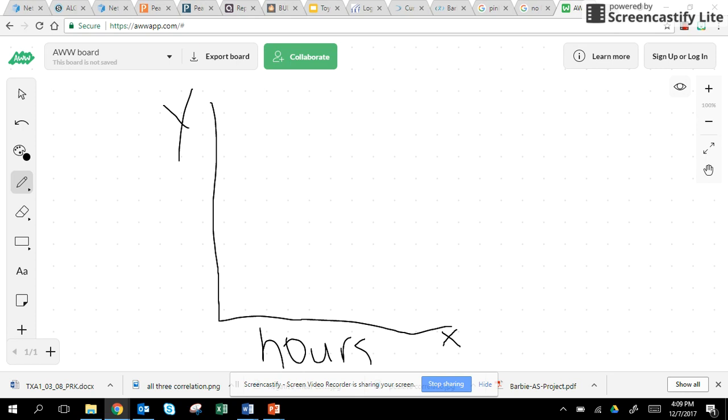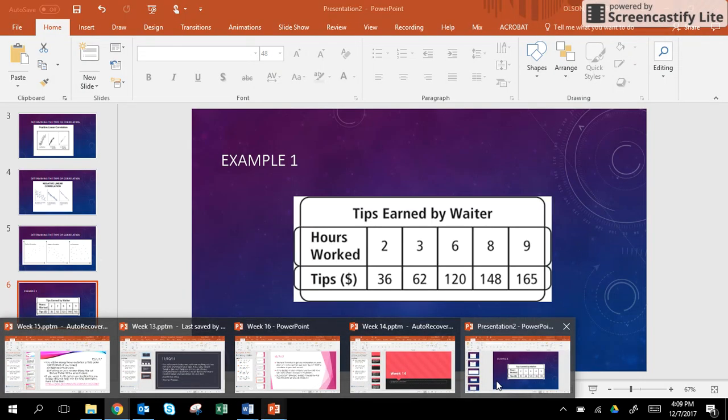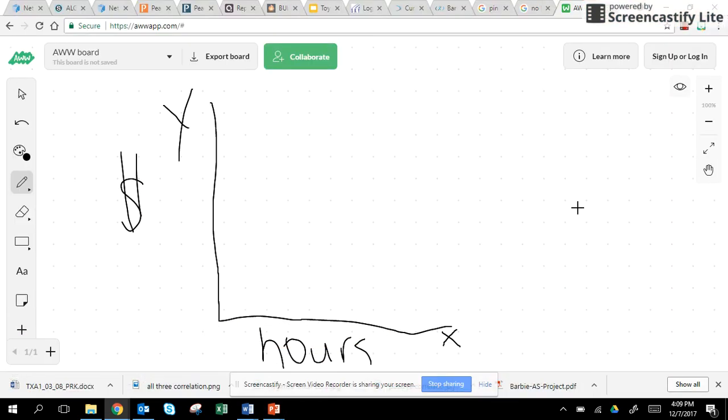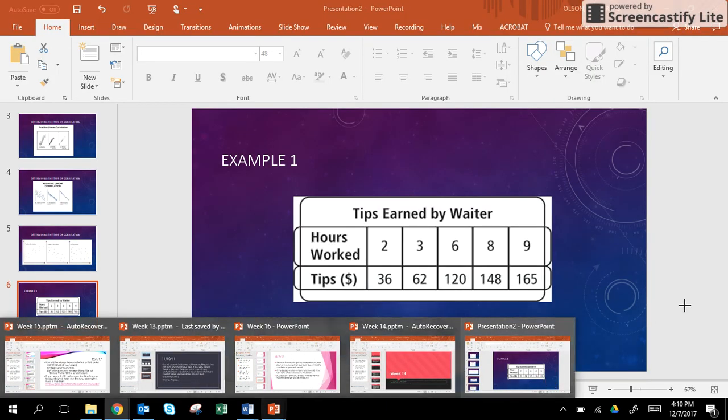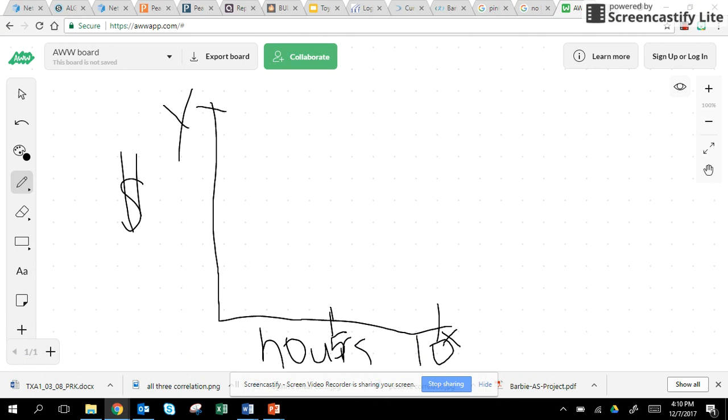And we're going to say that Y is money. Usually is. Okay. And I think, going back to my problem really quickly, hours goes up to 9. So we're going to say this here is 10. We can say that right in between it is 5. Okay. And I think Y goes all the way up to, it looks pretty high, like 165. So let's say this up here is, let's say it's 200.